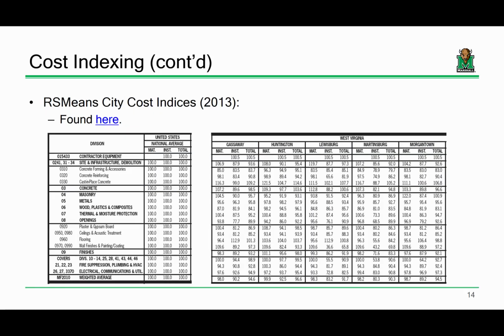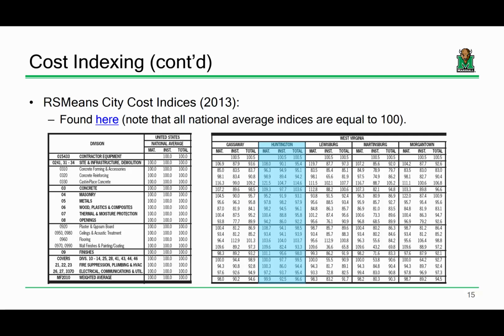So I have here some city cost indices. I found these online from 2013, so they're good enough for our purposes, and I have a link to that as well. When you pull up the city cost index table, there are oodles and oodles of tables. For just the state of West Virginia, I believe there are like 15 different locations. So here's West Virginia. We have Gassaway, Huntington, Lewisburg, Martinsburg, Morgantown. And I think there are like 15 different cities listed.